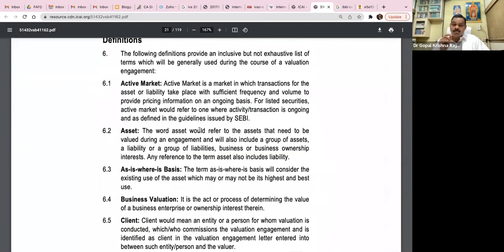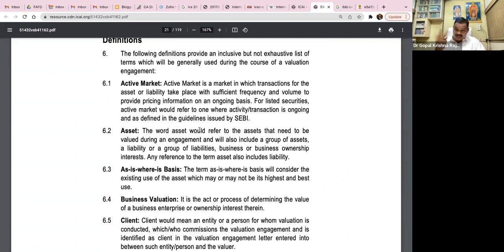So book value will form part of your cost approach, because in cost approach they always say these are the methods, and that method is also illustrated, not exhaustive. So one of the methods in cost approach you can call as the book value method or net asset value method. That's it. But because depreciated values will be there.